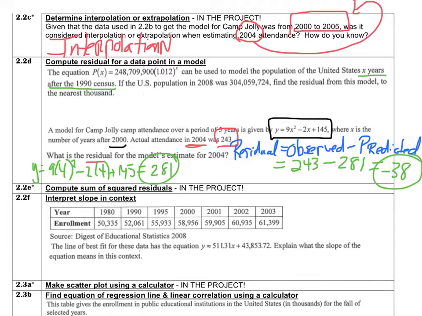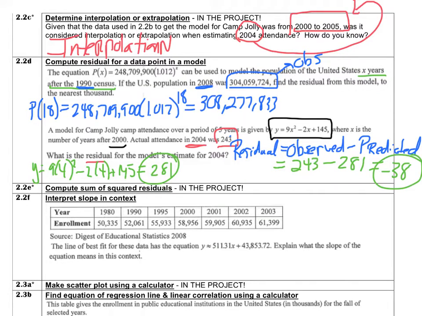So we're going to use the same definition. Residual, again, is observed minus predicted. So in 2008, this was the actual population. So what we have here is the actual observation. So what I need to do is find the prediction and then subtract it from it. So the prediction is going to be, we're going to find it for 2008, but be careful, it's how many years after 1990. It's going to be 18 years. So I'm going to put that into the equation.